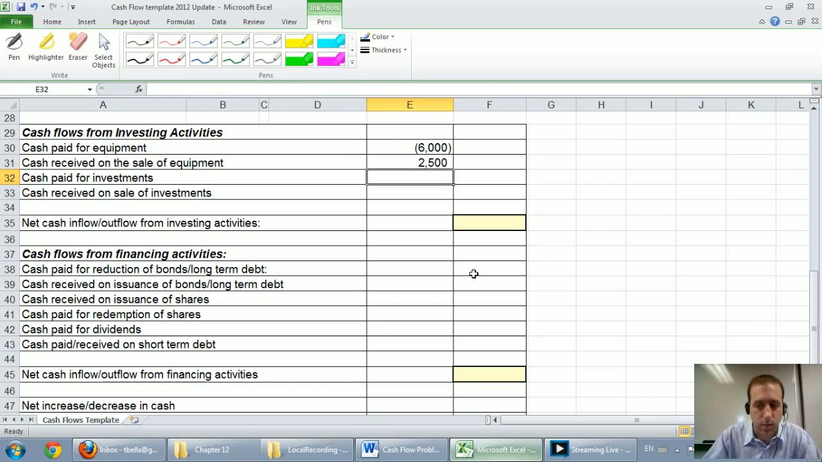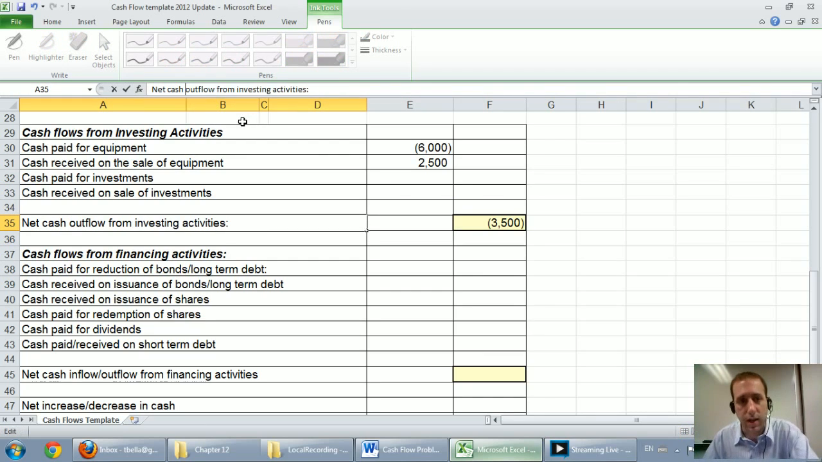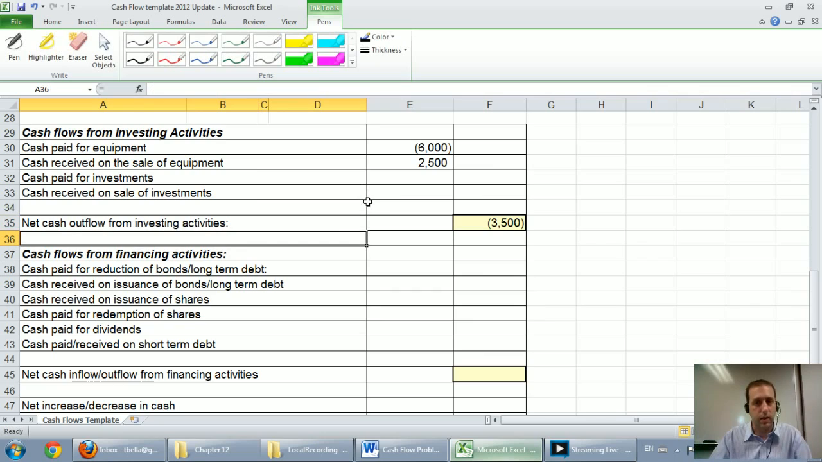We didn't have any investments in our company, so at this point we're done, and this is going to be a negative $3,500. And this, of course, represents an outflow of cash. Cash went down as a result of our investing activities. I was going to split this into two videos, but why bother? Let's do the financing section now.